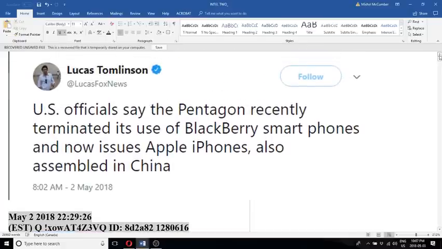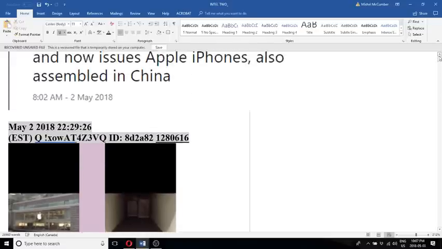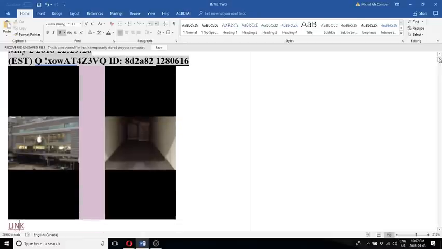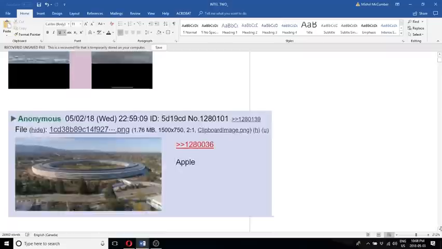Now, I did go out and grab some things that were pertinent to this. I grabbed this Facebook feed from this person. I don't follow them, but I'm not really sure how. Oh, I guess they're at Fox News. Well, there you go. U.S. officials say the Pentagon recently terminated its use of BlackBerry smartphones and now issues Apple iPhones, also assembled in China. I don't know. I found that on Twitter and I thought it was interesting. You might say, well, actually, it's not. But there we go. So you can see why I was a little hesitant to bring this to you, because there's nothing really here. There's nothing jaw-dropping or nothing that's going to really stand out.